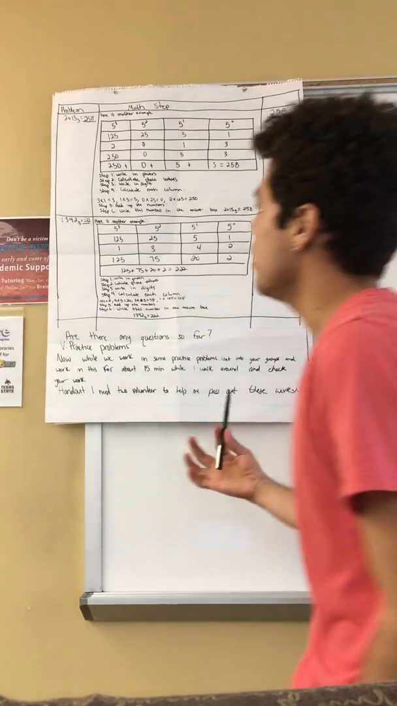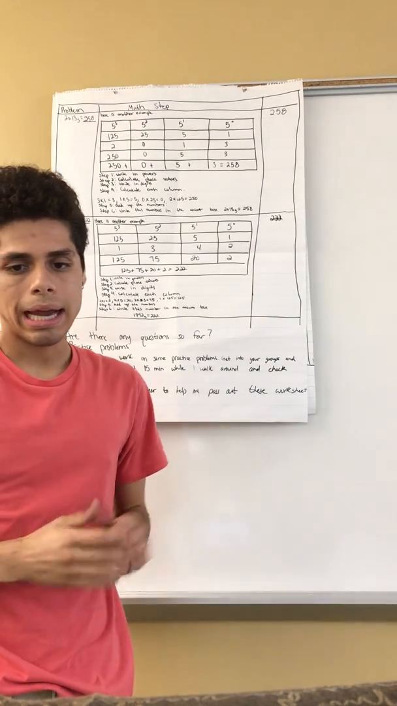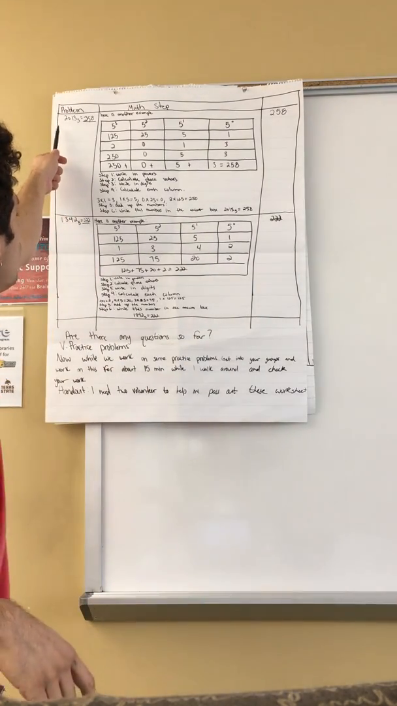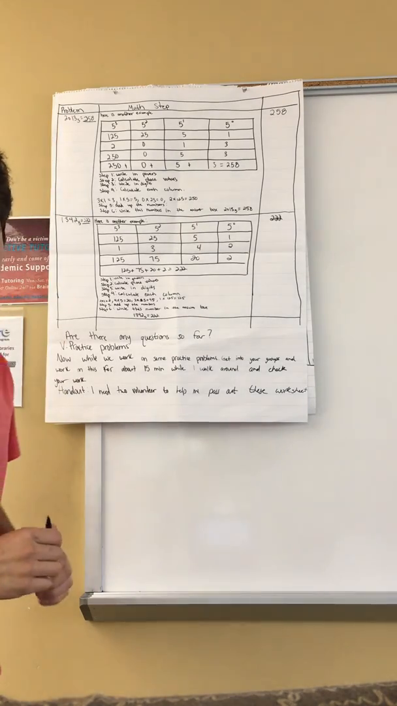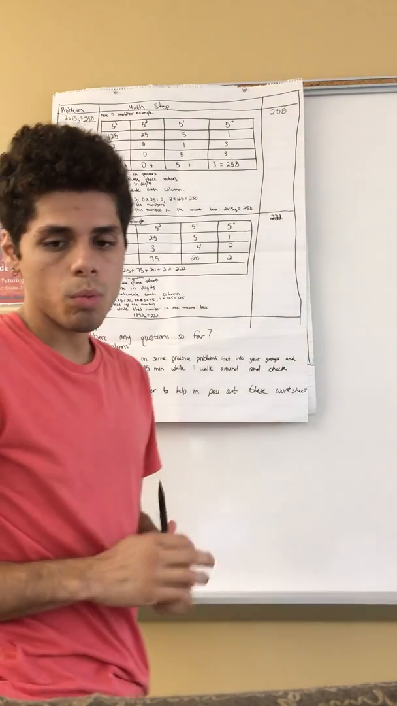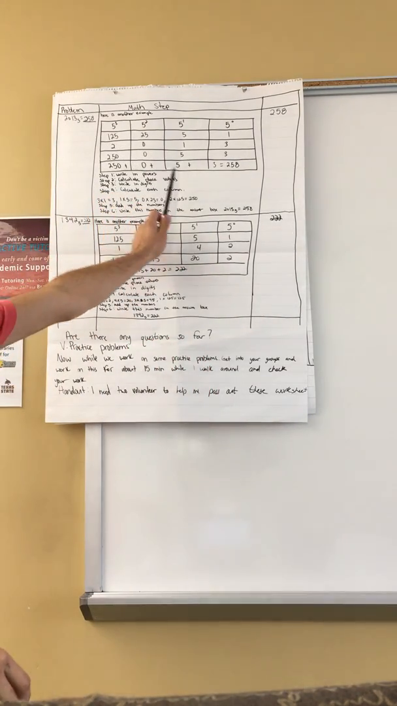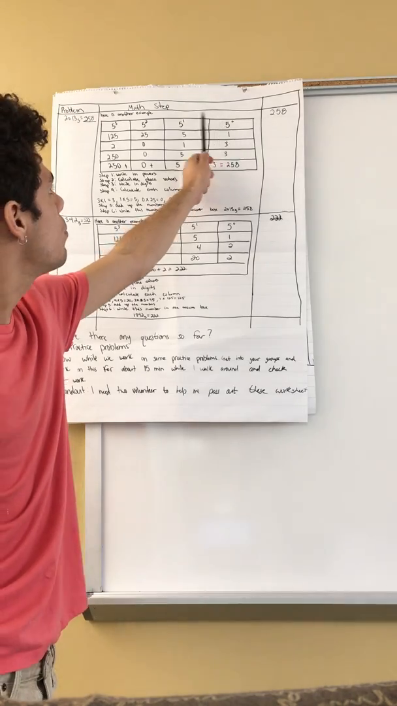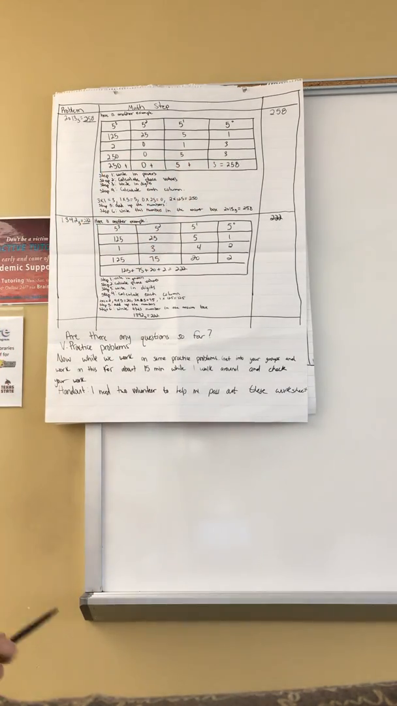So here's another example. All right, we have the problem 2013 to the base of 5. So we're going to start off by writing in the powers: 0, 1, 2, 3. Okay.